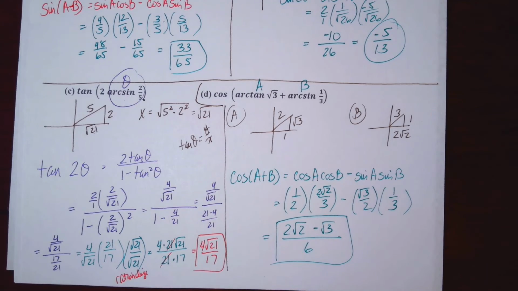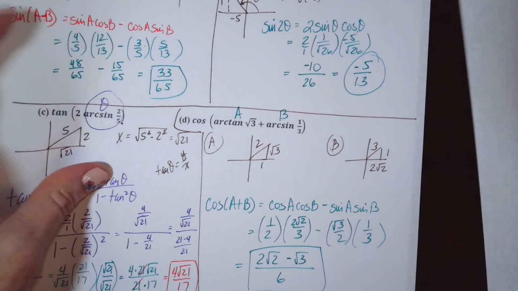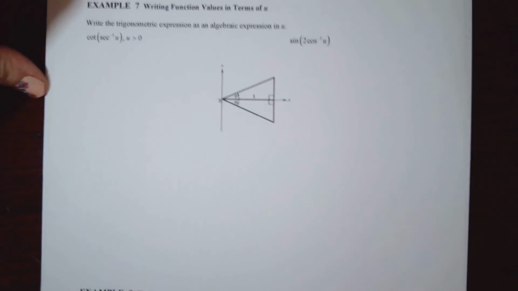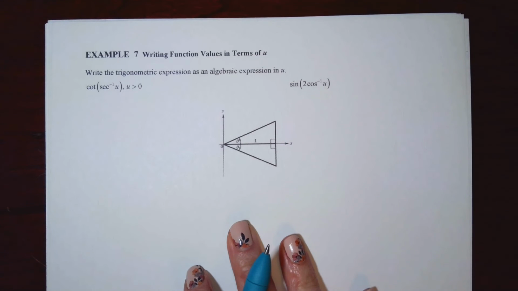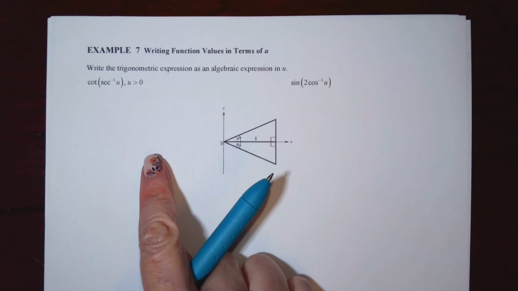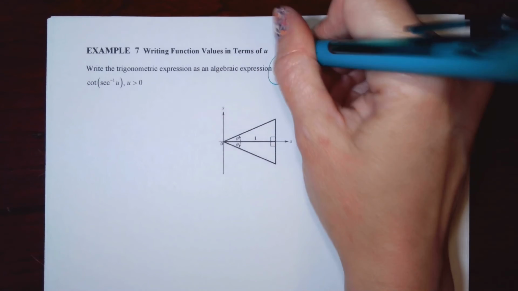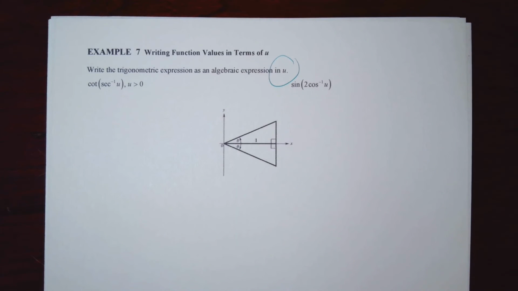Alright, just a couple more examples and we will be done with 6-1. Now this is a really lengthy section. Okay, so again, practicing what it is we're looking for. We're going to write the trig expression as an algebraic expression in terms of u. So we are not solving for a numerical value so much as just rearranging things and putting them in terms of u.